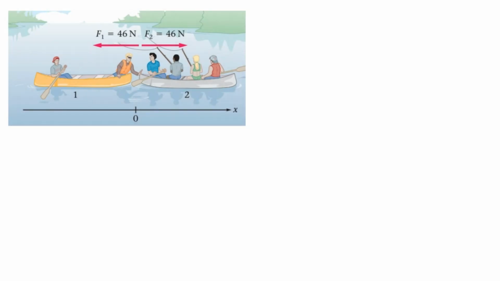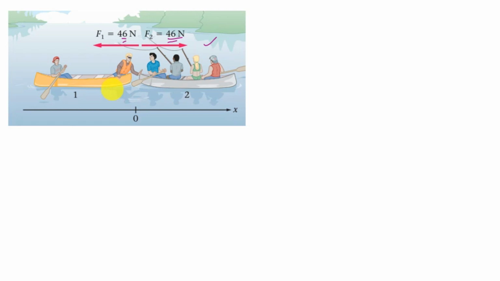So here's the first example. It says that two groups of canoeists meet in the middle of the lake, that you can see here. After some period, the person in canoe 1 pushes on canoe 2 with a force of magnitude 46 Newton. Due to Newton's third law, action equals reaction, so this force would be acting on the person sitting in canoe 1.